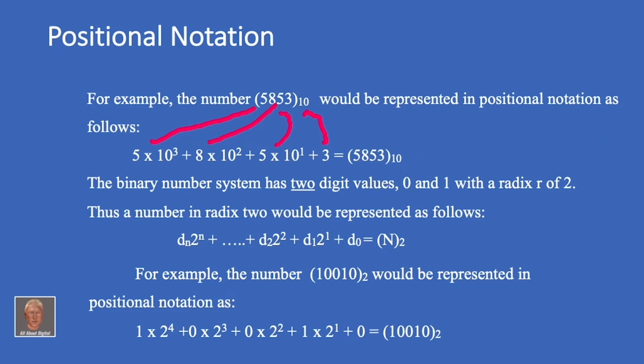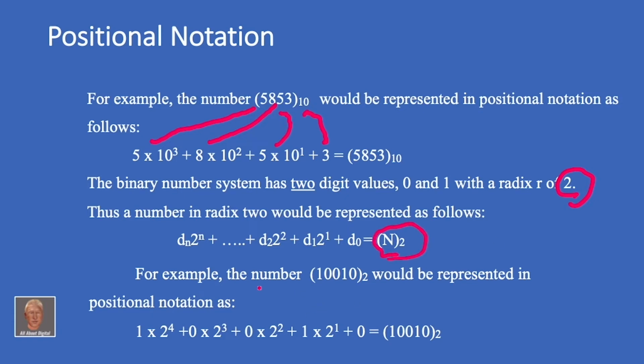5853 base 10. Now, for a binary number system, it only has 2 digit values, 0 and 1, with a radix or the base of 2. Okay? Thus, the number in radix 2 would be represented as follows. There's the nth digit times 2 to the n, the radix to the nth power, which is the position of the digit, plus, let's go all the way down to d0, which is the least significant bit, or the smallest digit in the number, the least valued digit in the number, and that equals the number in base 2.